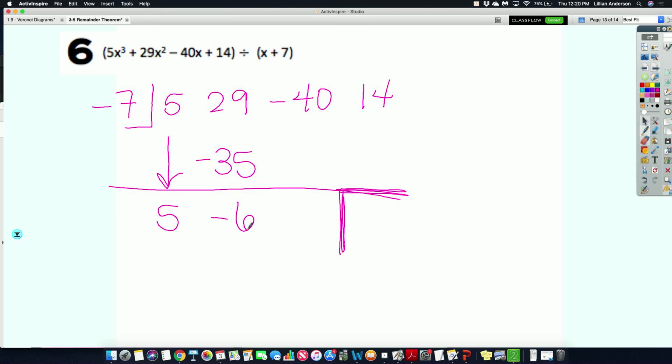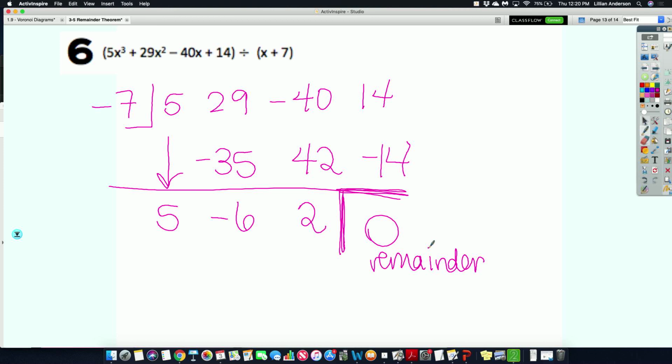Negative 6. Then negative 7 times negative 6 is, what does this become? Positive 2. Negative 7 times 2 is a negative 14. And again, I have a remainder of 0. 0 is my remainder. And since 0 is my remainder, that tells me that x plus 7 is a factor. It also tells me that what is a 0? X equals negative 7. And my quotient is going to be 5x to the second power minus 6x plus 2.